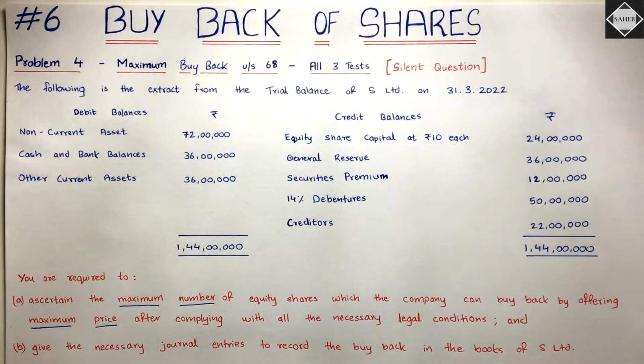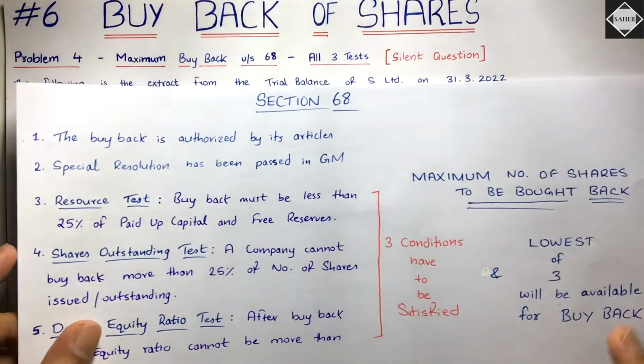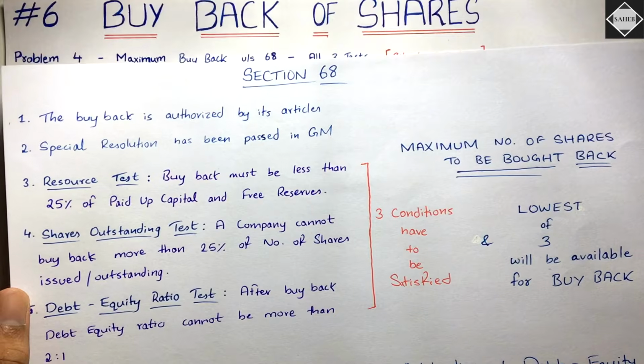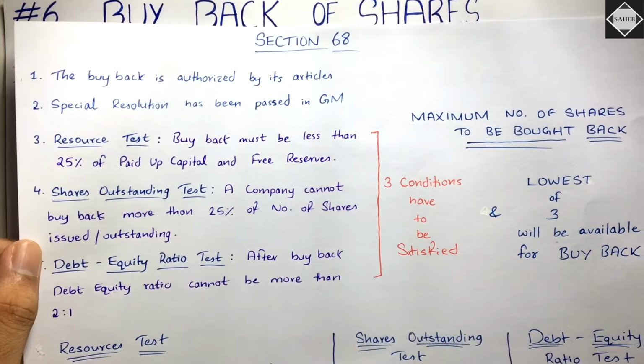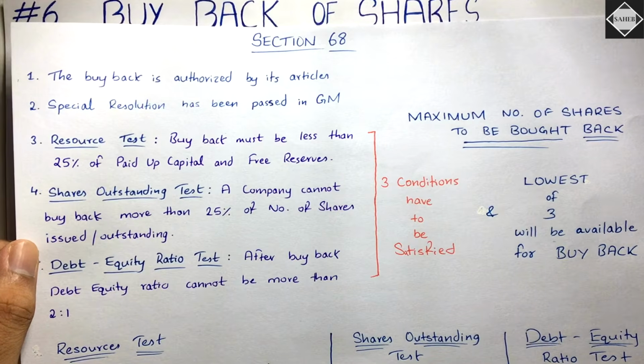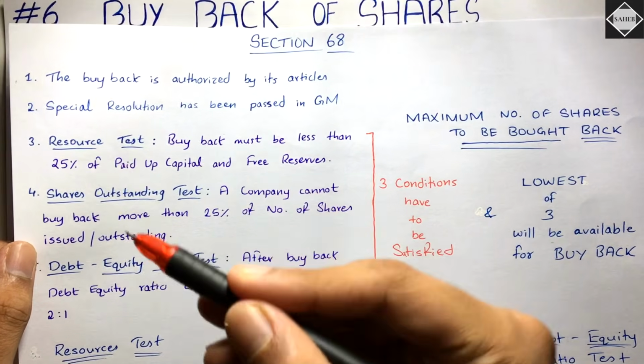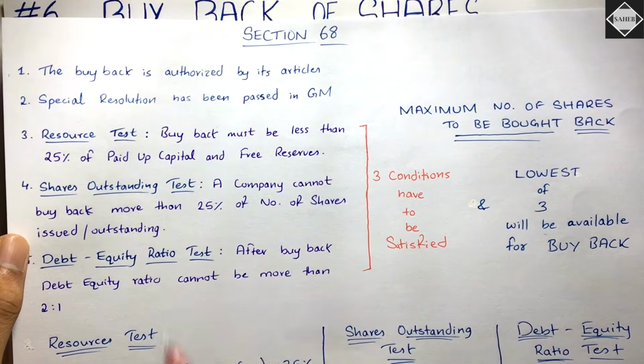Now basically I will just give you an overview. What do we do? If you have understood the concept properly, then you all know whenever the question is silent regarding number of shares, we go back to section 68 subsection 2 of the Companies Act, which specifically talks about this, right? The conditions, isn't it? So what do those conditions say? We have three tests, you all know: resource test, shares outstanding test, debt equity ratio test.